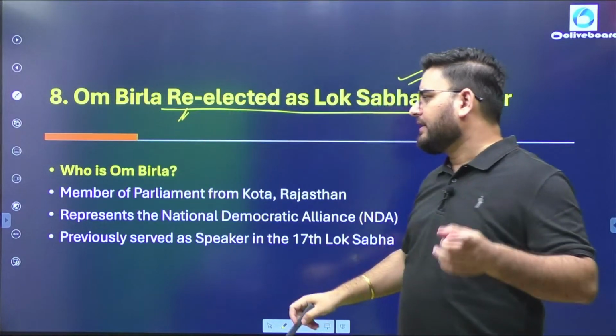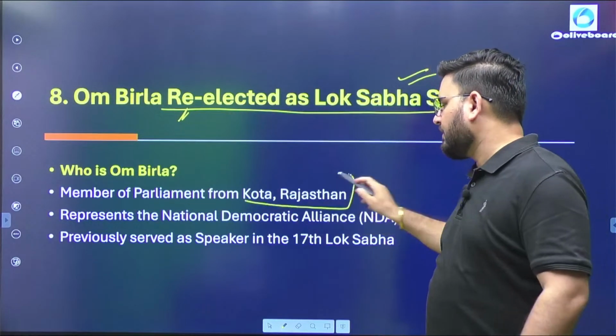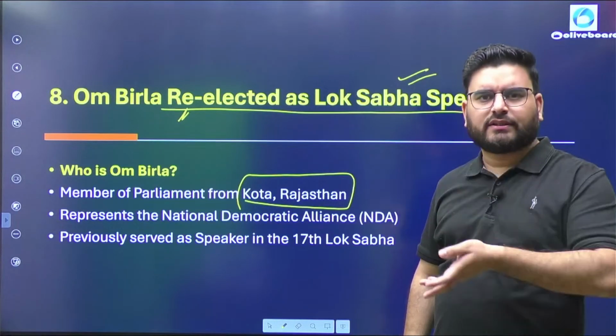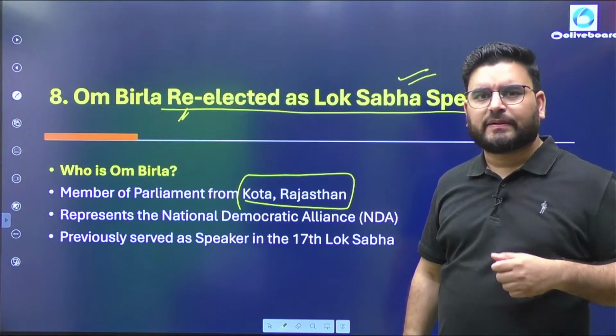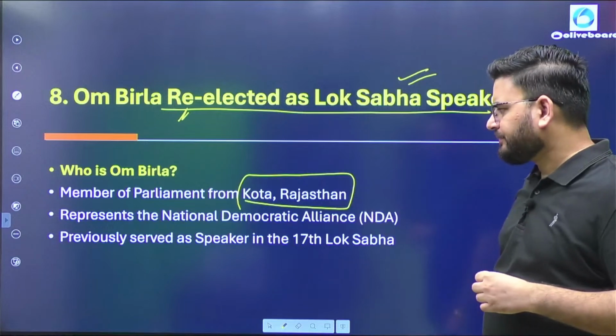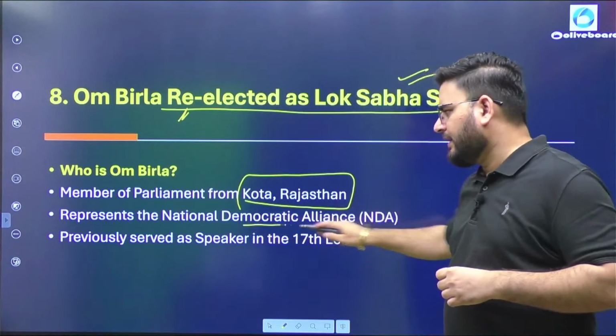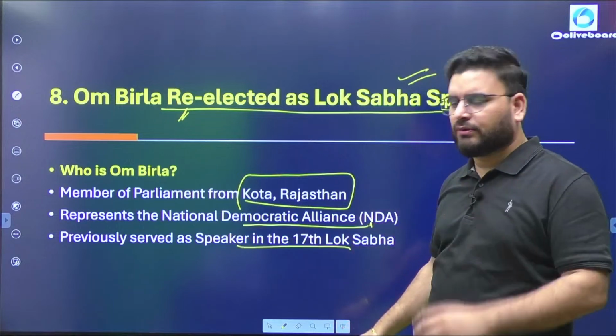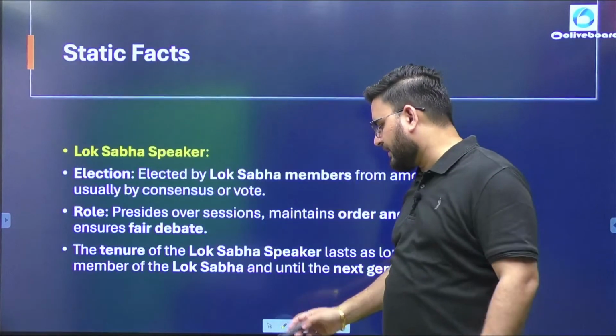Mr. Om Birla. He is a member of Parliament from Kota, Rajasthan. Right. Recently, his daughter also cleared UPSC and became a civil servant. Right. He's from NDA. Right? He previously served as the speaker in the last Lok Sabha. That's why he was re-elected.